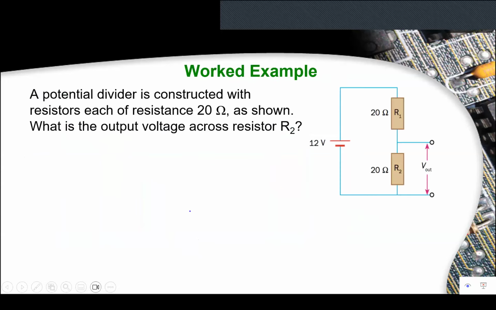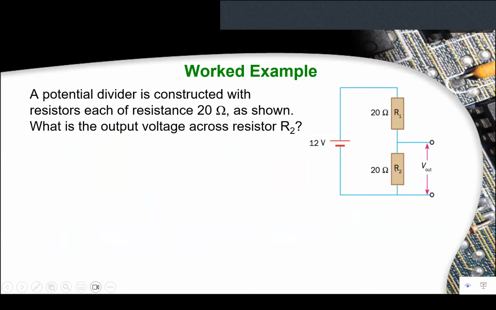Okay, so let's go into questions with numerical values. You may pause the video at this point to think of the answers. Okay, I'm going to go through the answers. A potential divider is constructed with resistors each of 20 ohms connected. What is the output voltage across R2?